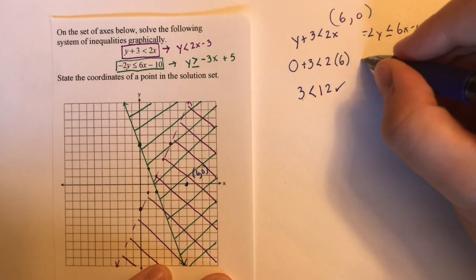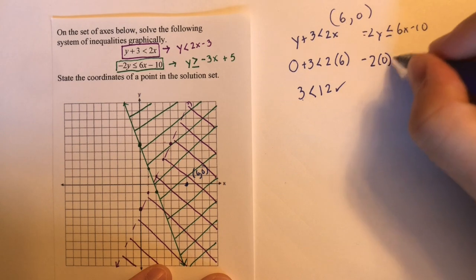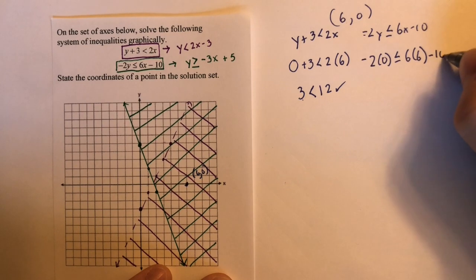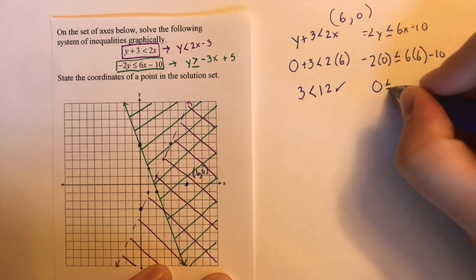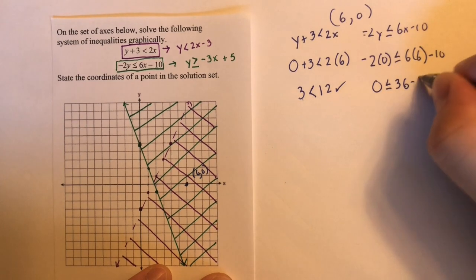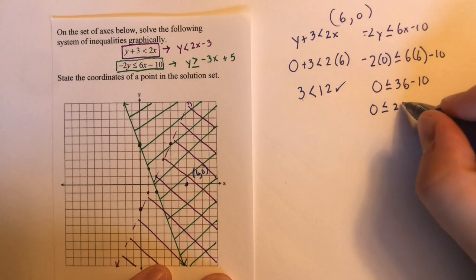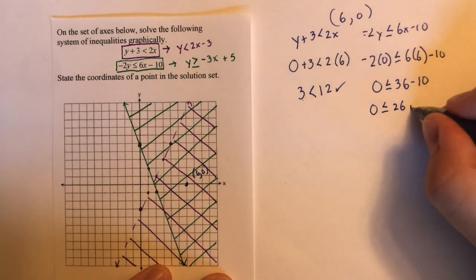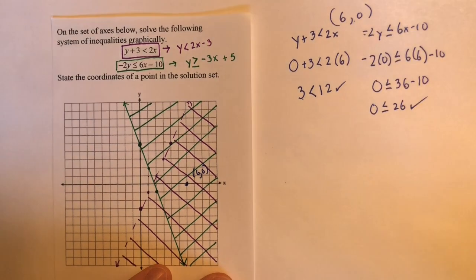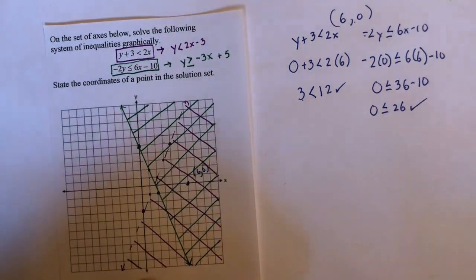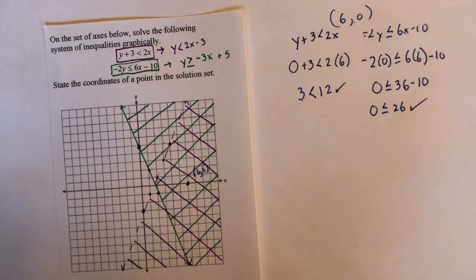Let's check it out. Negative 2, the y value is 0, less than or equal to 6 times 6 minus 10. This is 0. 6 times 6 is 36. 36 minus 10 is 26. 0 is less than or equal to 26. That checks out. That means 6, 0 is the solution to our system. It satisfied both of the inequalities. Don't only try one. You always got to make sure you try both just to be sure. And there you have it.